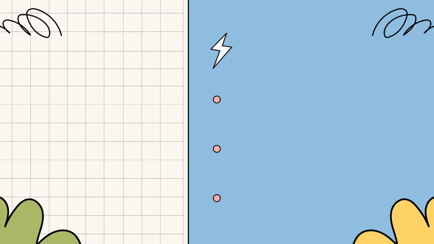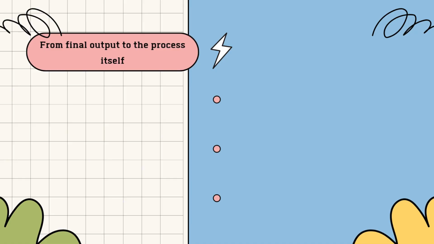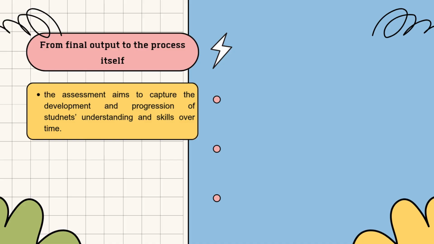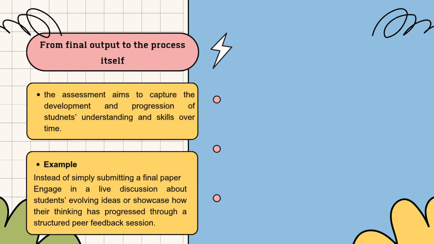Firstly, structural changes typically involve shifting the focus of assessment from the final output to the process itself, rather than evaluating just the final results, which could be generated by AI. The assessments aim to capture the development and progression of students' understanding and skills over time. For example, instead of simply submitting a final paper, students might be required to engage in a live discussion about their evolving ideas, or showcase how their thinking progressed through a structured peer feedback session.